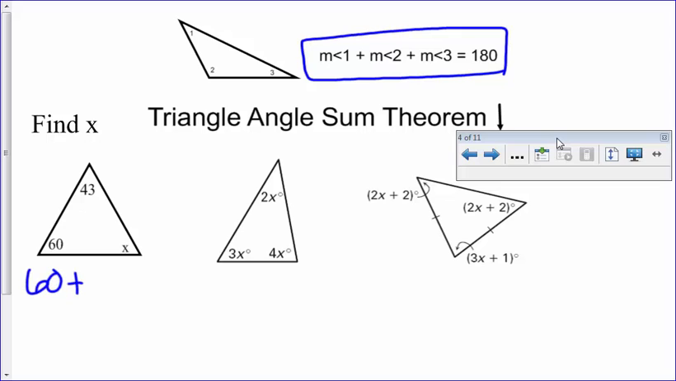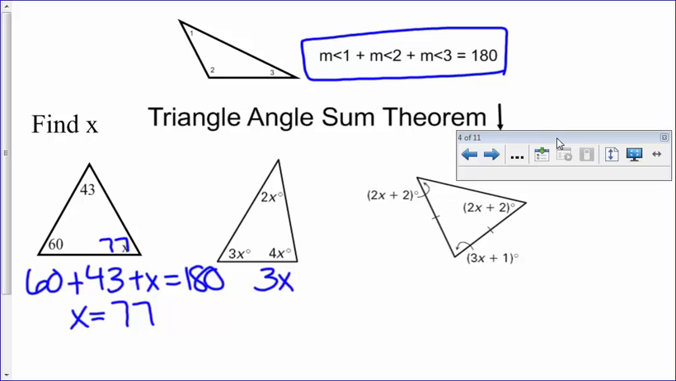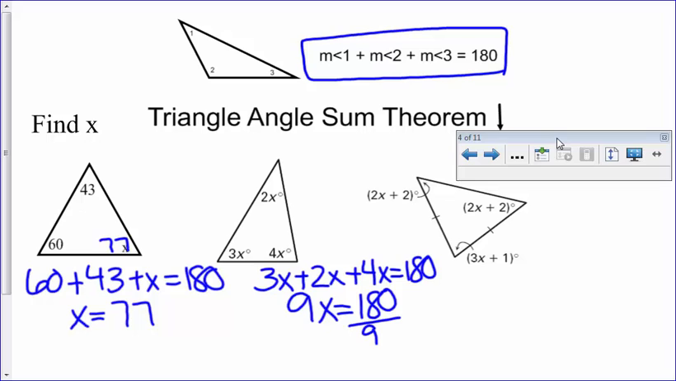First one, 60 plus 43 plus x should equal 180 because of the triangle sum. When you simplify and subtract out, you should get x equals 77. So this angle here is 77 degrees. Then the second one is very similar, except there are more variables. So 3x plus 2x plus 4x equals 180. When you combine like terms, you should get 9x equals 180. Then divide both sides by 9, so x equals 20.